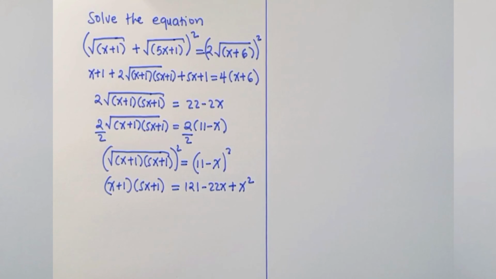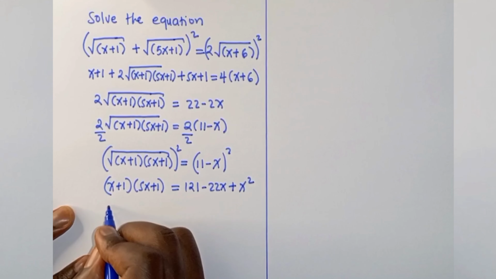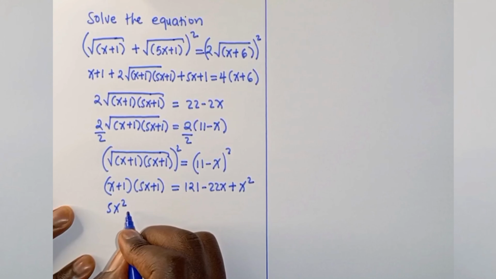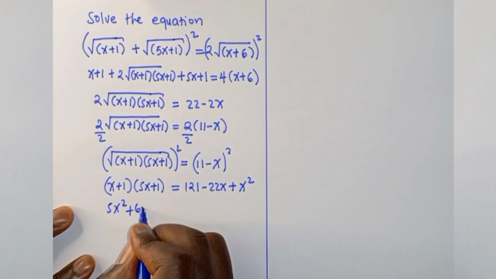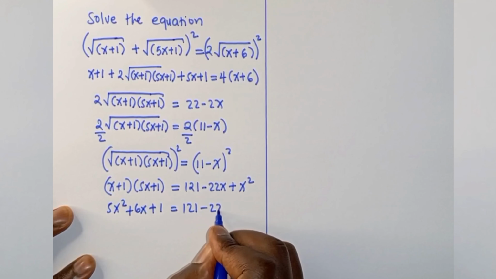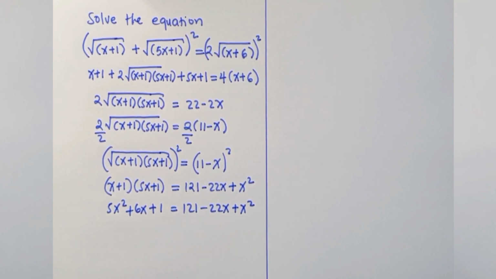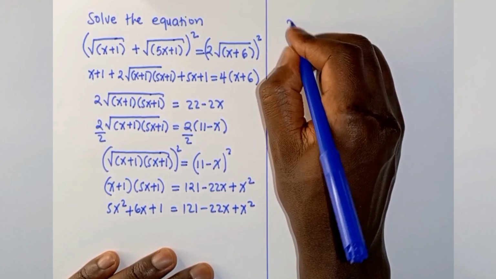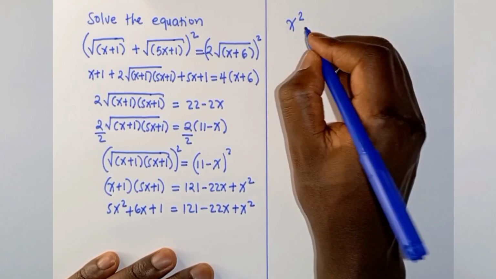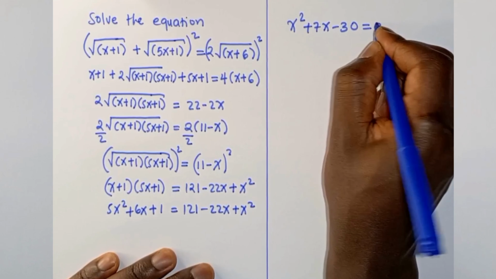Now when we expand those two brackets, (x plus 1) into (5x plus 1), we realize that we shall have 5x square plus 6x plus 1 is equal to 121 minus 22x plus x square. Now, doing some rearrangement and simplifying, collecting like terms, we shall have x square plus 7x minus 30 is equal to 0.